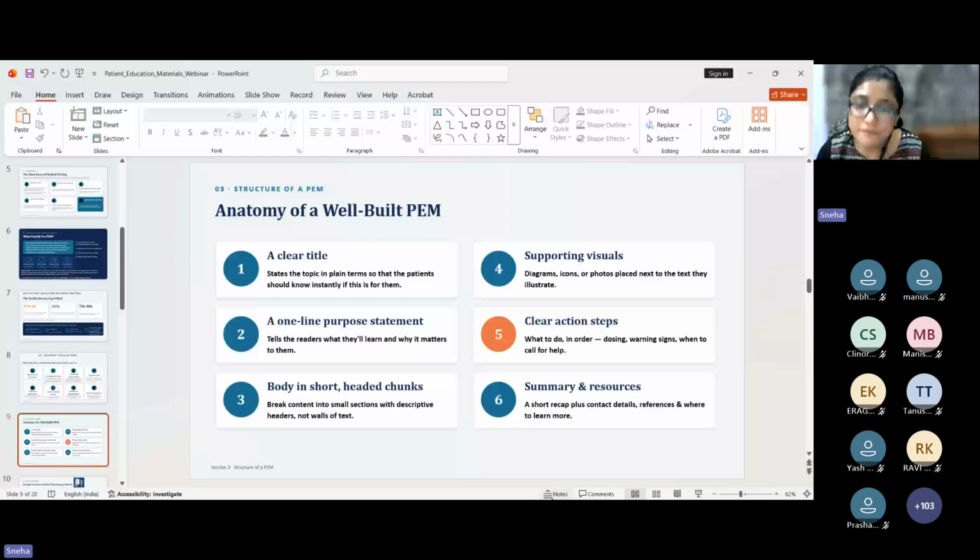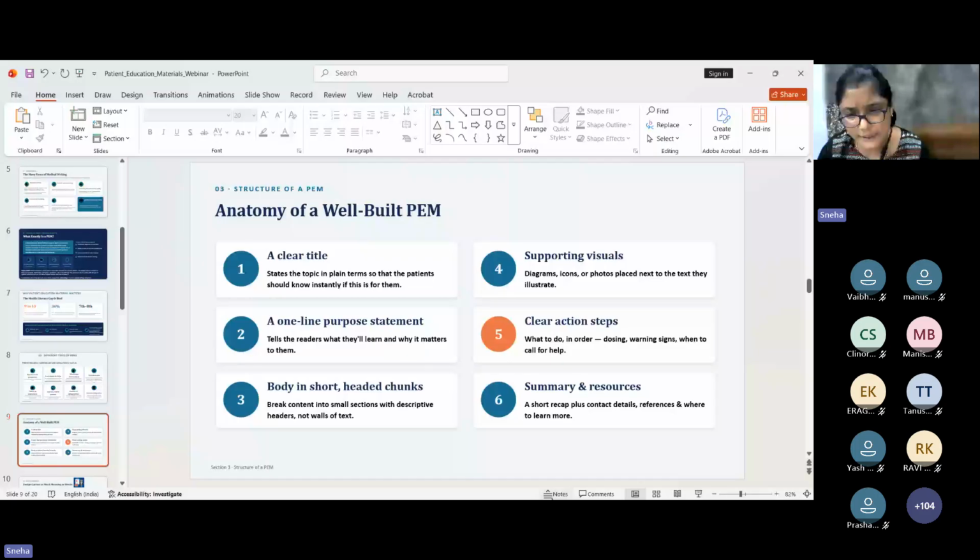There should be supporting visuals. There should be diagrams, icons, or photos placed next to the text they illustrate. So not every text should contain a diagram, but there are certain texts which can be supported with diagrams or which can be supported with icons or photos. So supporting visuals are always welcome in any kind of patient education material.